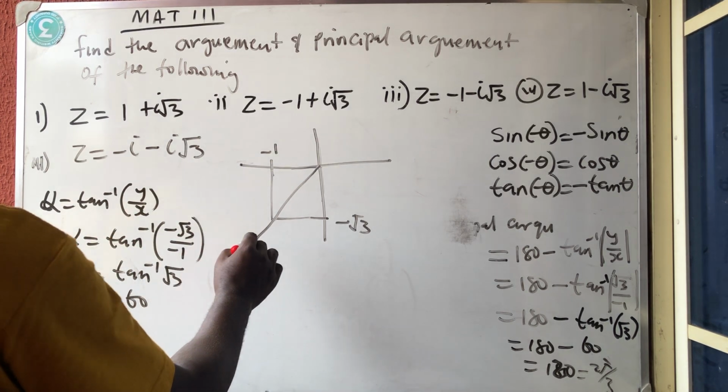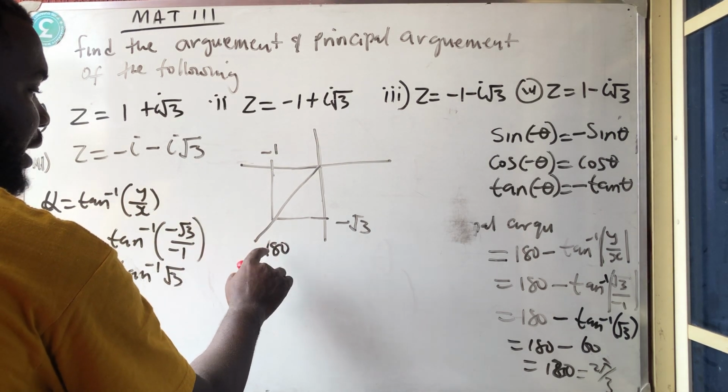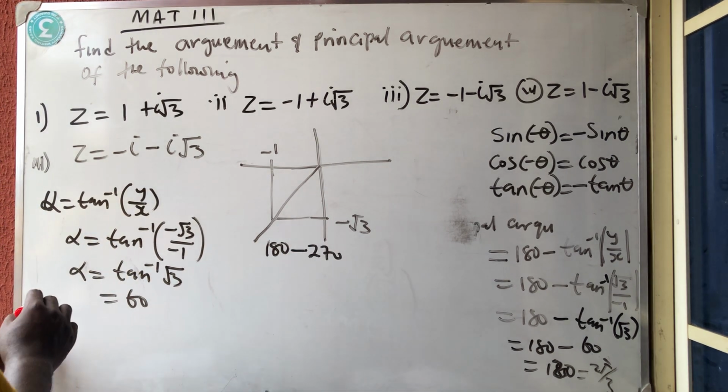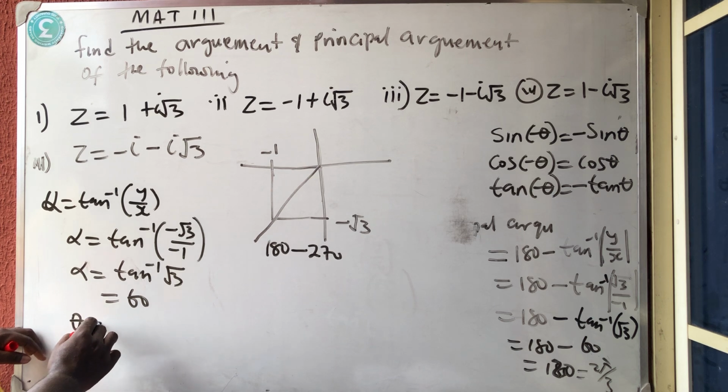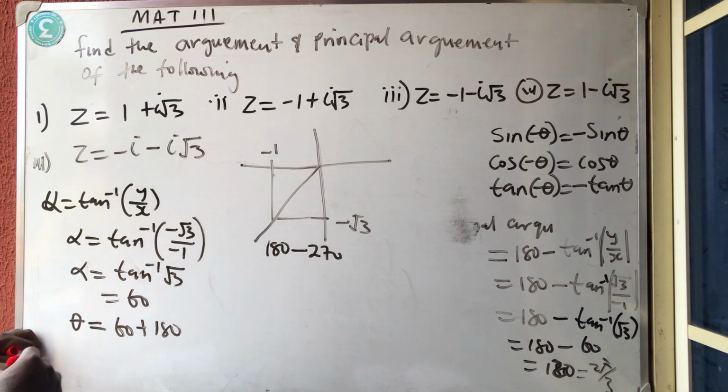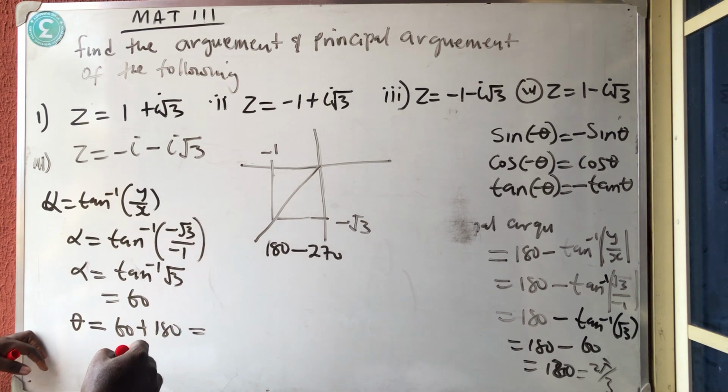We are going to find something that is within the range of the third quadrant. That thing will be greater than 180, but it will be less than 270. So what do we say? Your argument is equal to 60 plus 180. Okay? That is when you get something that is in that range.